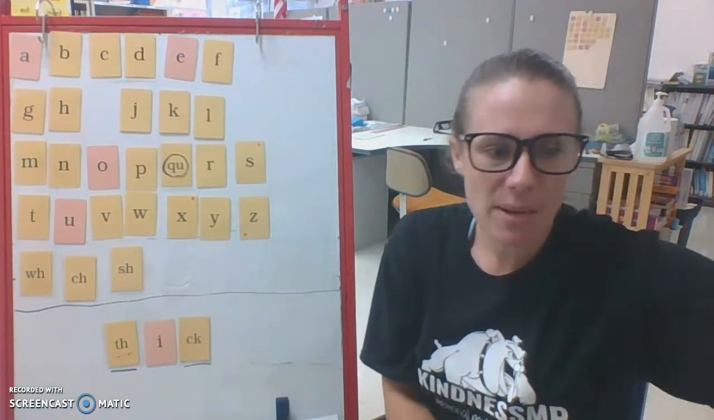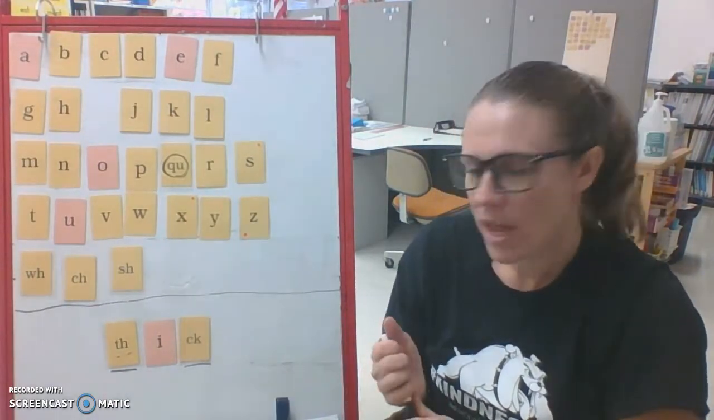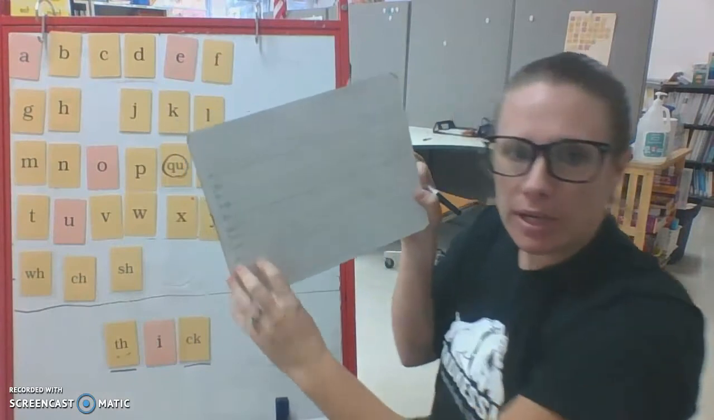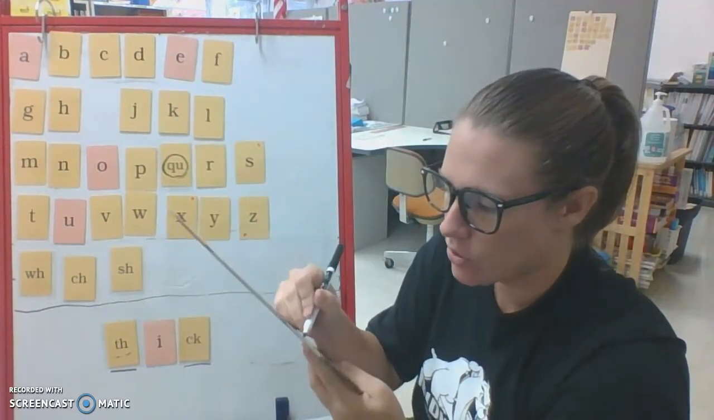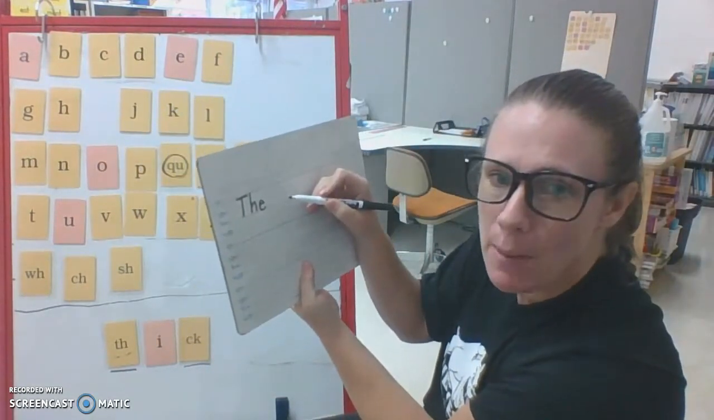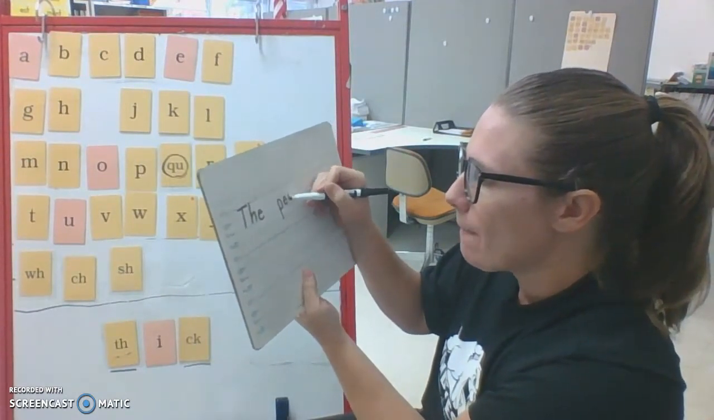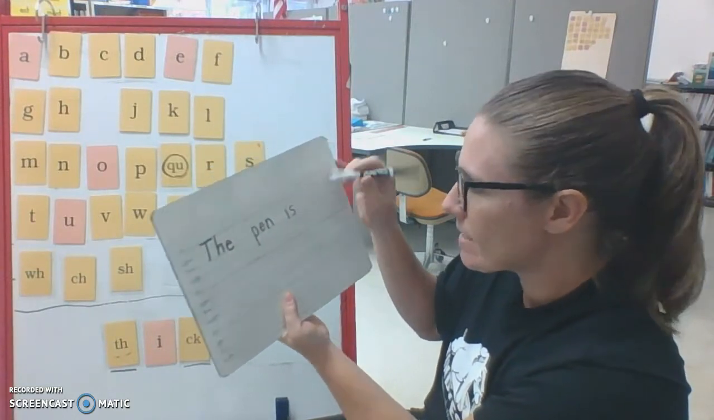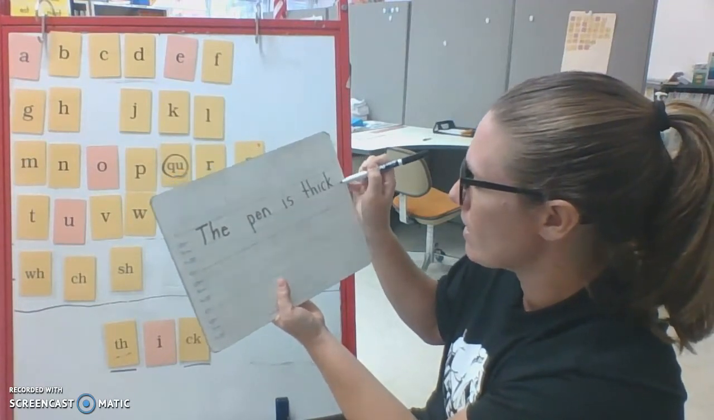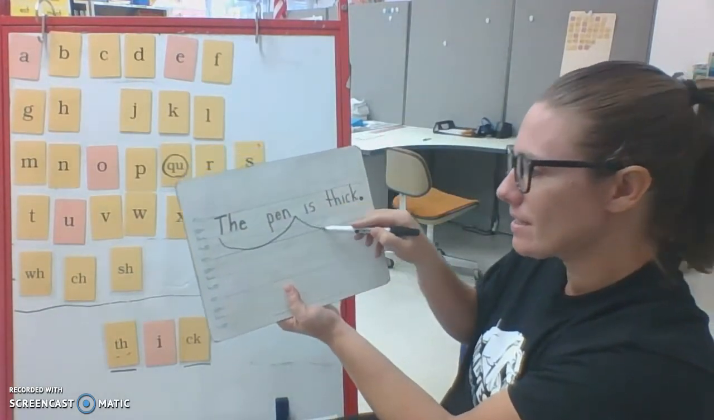Okay, let's come up with a sentence for this word, thick. The pen is thick. All right, that's a great sentence. I'm going to write it on my whiteboard here. You can just watch. I'll start with an uppercase and a trick word, the pen. Help me spell pen. P goes all the way down to the worm line. Good. The pen, space, is thick. And I need to end with a period. The pen is thick.